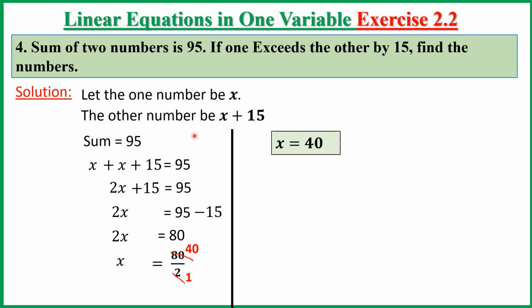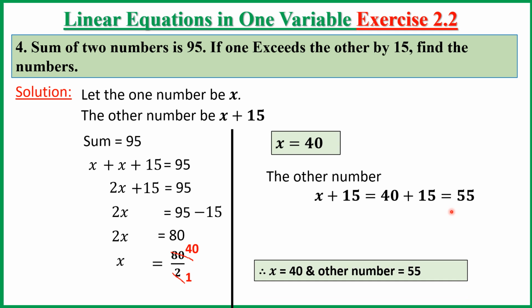We have to find the value of the other number. What is the other number? x plus 15. We have to substitute the value of x over here. That is, the other number is x plus 15, and our x is 40. So 40 plus 15 equals 55. So therefore x is equal to 40 and the other number is 55.